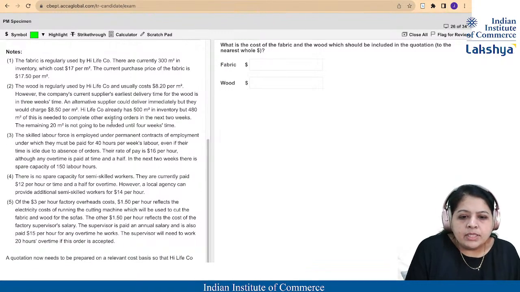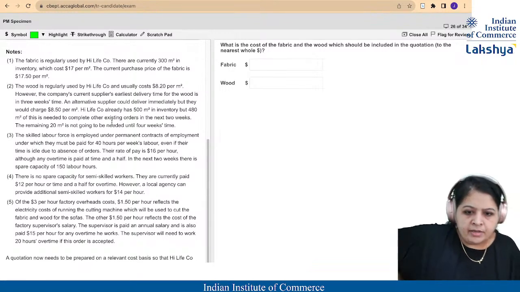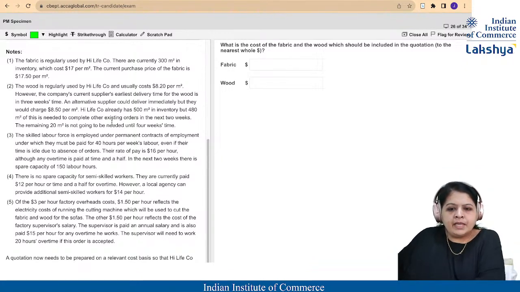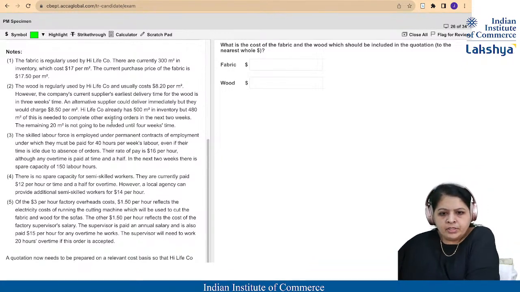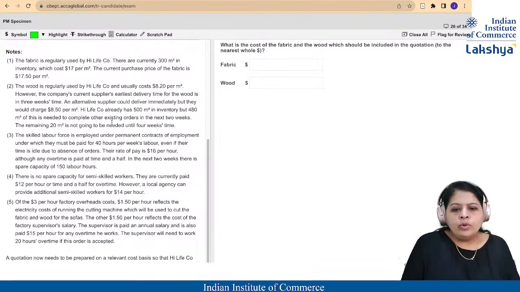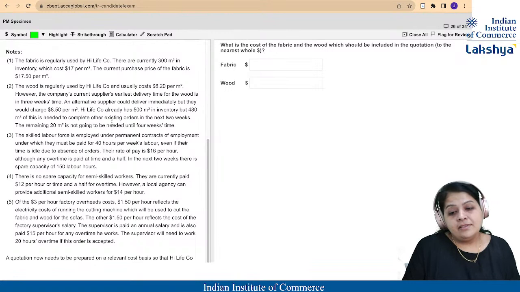Skilled labor force is employed under the permanent contract of employment, under which they must be paid for 40 hours per week of labor, even if the time is idle due to the absence of orders. Their rate of pay is $16 per hour, although any overtime is paid at time and a half. In the next 2 weeks, there is a spare capacity of 150 labor hours.